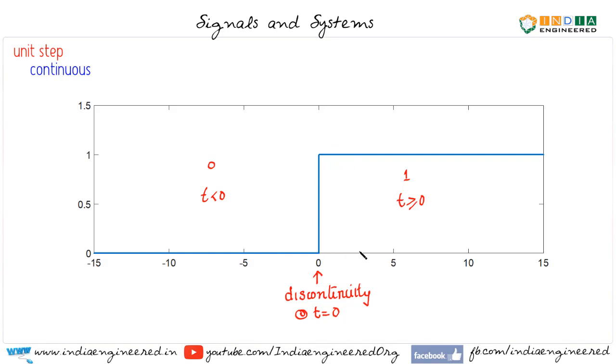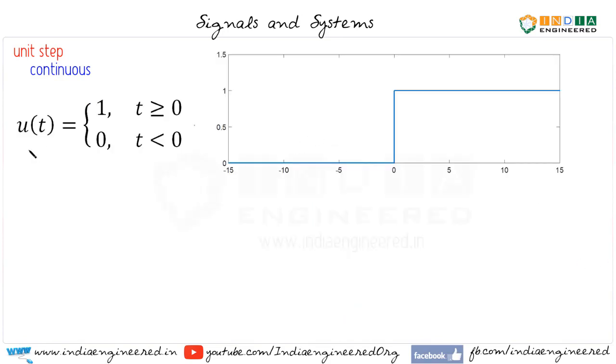Now let's see the formal definition of unit step. The unit step is mathematically defined as u of t equal to 1 for t greater than or equal to 0. That means when t is greater than or equal to 0, its value is 1, and for t less than 0, its value is 0. Some textbooks, specifically the textbook by Oppenheim, define it slightly differently. That is, u of t is 1 for t greater than 0 and is 0 for t less than 0, which leaves the signal undefined at t equal to 0.